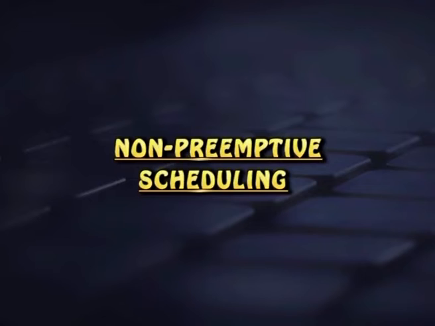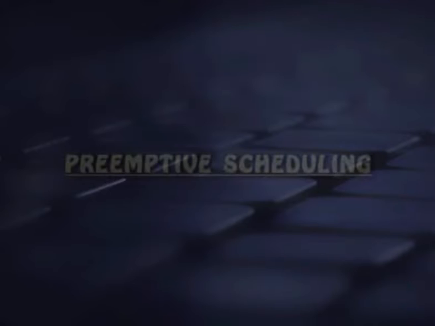Non-preemptive scheduling: once CPU has been allocated to a process, the process keeps the CPU until the process terminates or switches to waiting state. In non-preemptive scheduling, even if a high priority process becomes ready for execution, it will have to wait until the currently running process releases CPU voluntarily. In this case, CPU cannot be released forcefully from the currently running process.